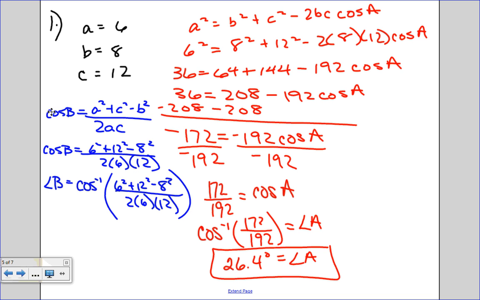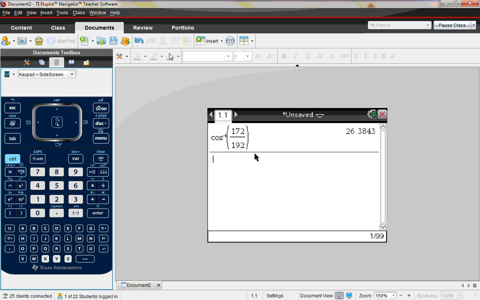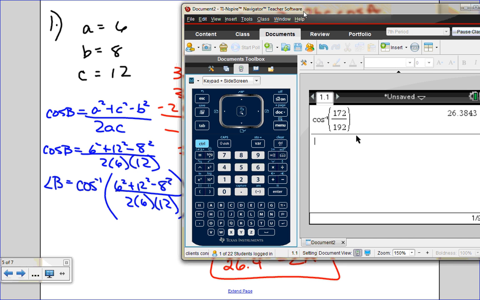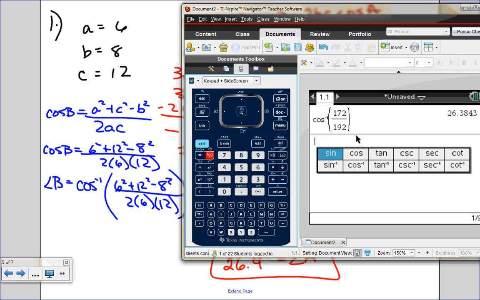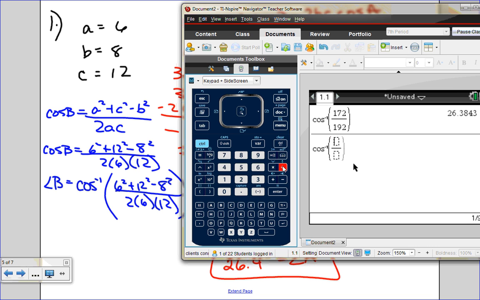So I'm going to come over here and type that in. I'm going to do trig, cosine inverse. I'm going to do my division key. 6 squared plus 12 squared minus 8 squared. Arrow down. 2 times 6 times 12. Enter.